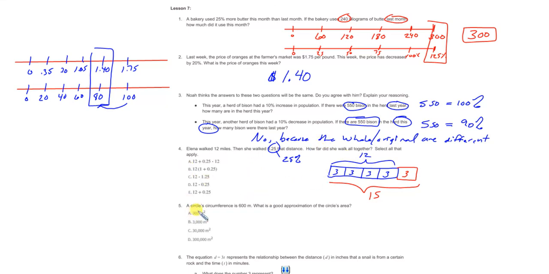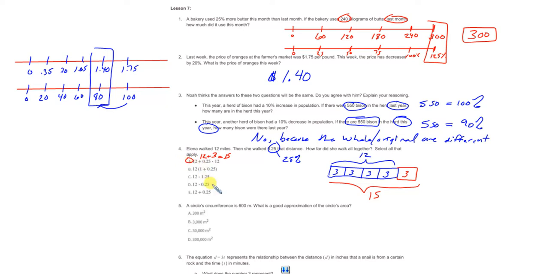So which of these expressions will give us 15 when we work it out? That's really what they're asking us to do. So we can try these. If you do 12 plus a quarter of 12, that's just taking the number 12 and adding 3, because a quarter of 12 is 3. So that would equal 15.